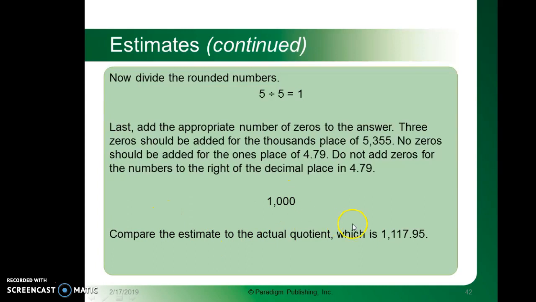Compared to the actual value, which is 1,117.95. So again, if we get an answer that is less than 1,000, we know we did something wrong. So this gives us a good estimate.